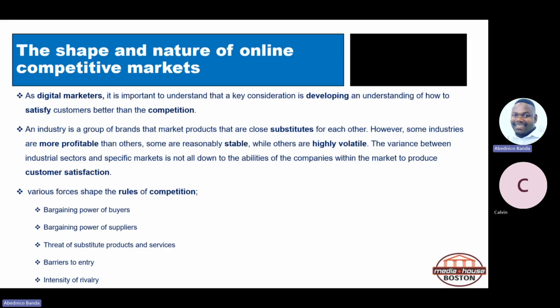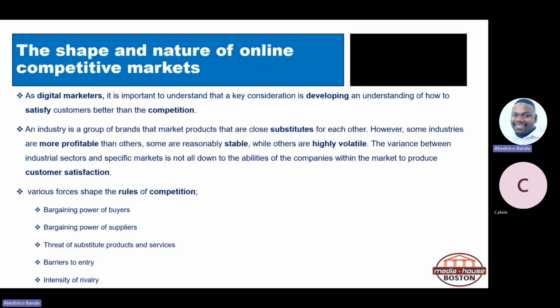As an industry, we know that an industry is a group of brands that market products that are close substitutes for each other. However, some industries are more profitable than others. Some are reasonably stable, while others are very volatile. The variance between industrial sectors and specific markets is not all down to the abilities of companies within the market to produce customer satisfaction. You realize that how satisfied customers are will determine whether they are going to ditch you, leave you for your competitor, or stay with you.